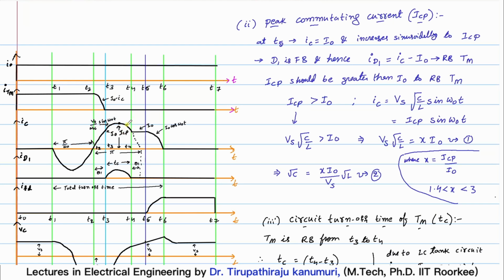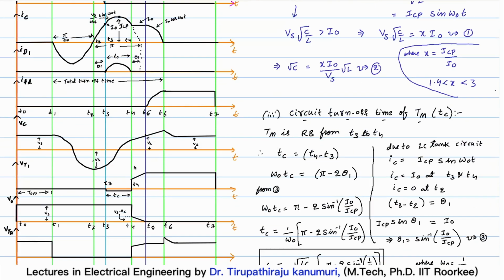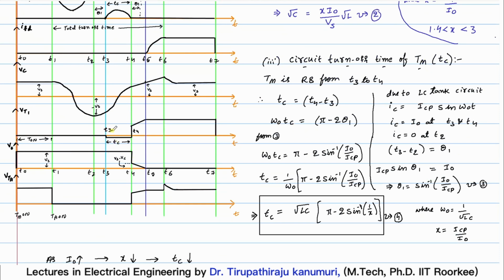What is the peak value, and why is it required? Here you can see at the time t equal to t3, your current through your capacitor will reach I0. After that, your current goes on increasing. As the current is increasing, this capacitor will supply the load current, and the remaining current will start circulating through the diode D1. That reverse biases your main thyristor. That's why we saw in the last class that between T3 and T4 it is reverse biased. So that is the duration for which your main thyristor is reverse biased.